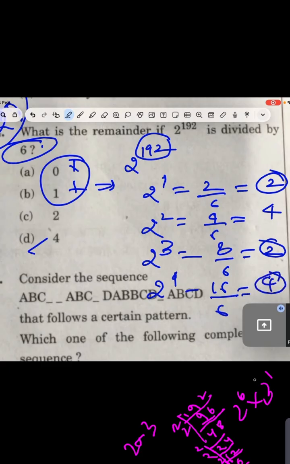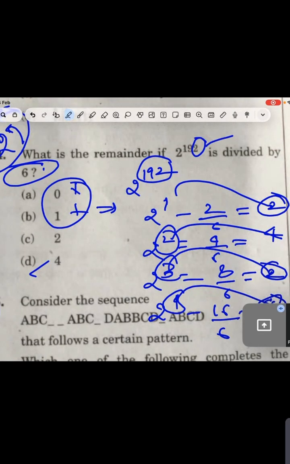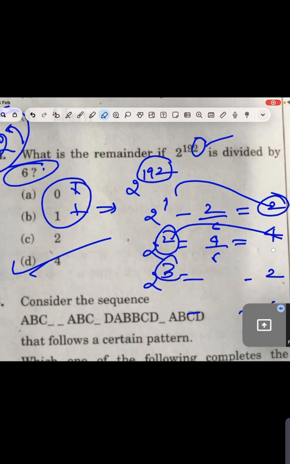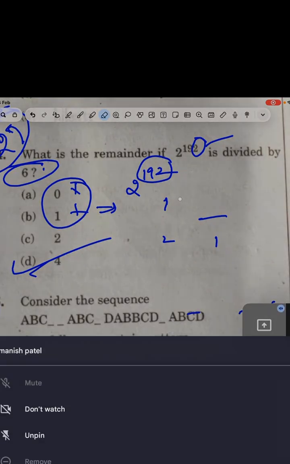Have you got the pattern? If the power is odd, the remainder is 2. If it is even, it is 4. Odd 2, even 4. So 192 is what? Even. So the answer will be 4. This is the easiest method to solve this question. Otherwise, you can organize a program.